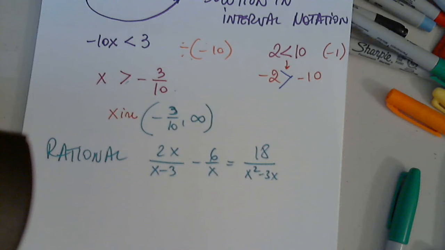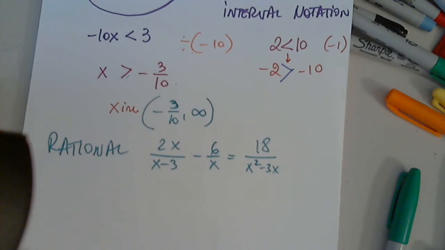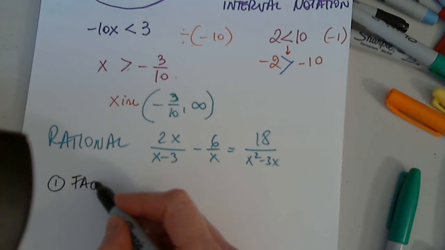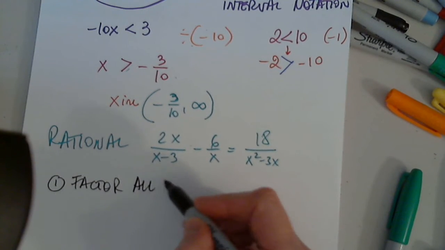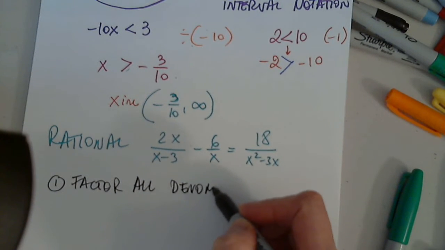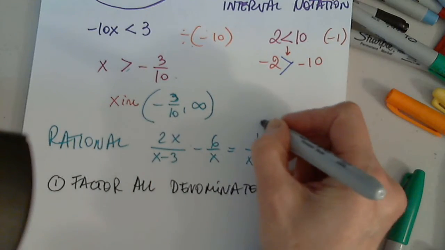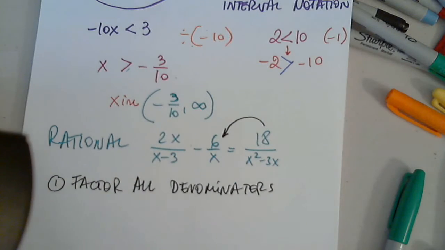I'm not sure exactly, but I can see that if you were to multiply the denominator, like x minus 3 times x, it should get you x squared minus 3x. So you'd have, correct. So here's our first step. We're going to factor all denominators and move this term to the other side.